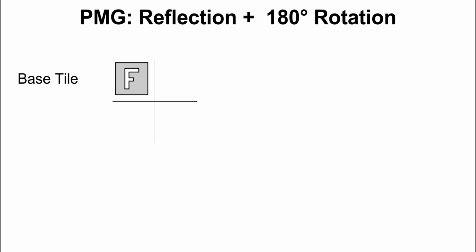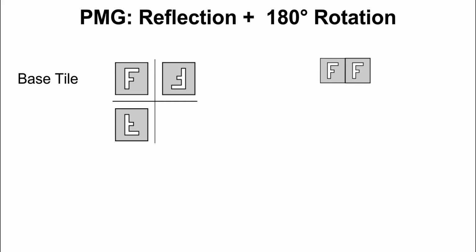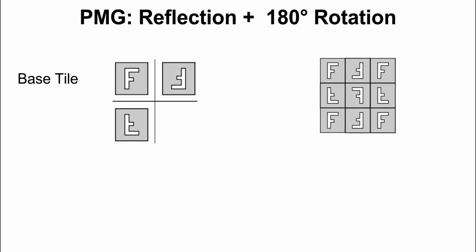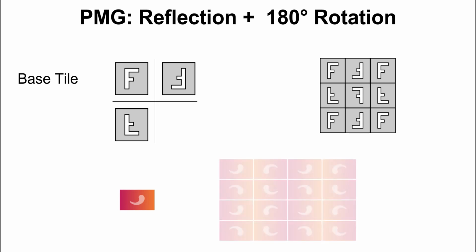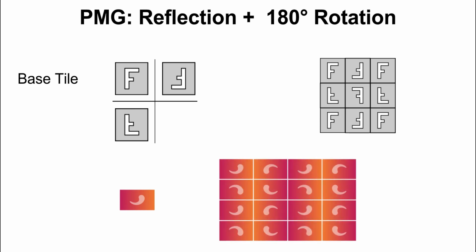PMG symmetry includes translation, 180 degrees rotation, and reflection. The base tile is rotated 180 degrees along one axis, and reflected along another. If this is the base tile, it is rotated 180 degrees along the horizontal axis, and reflected along the vertical axis. The pattern repeats in this way. So, if we use this base tile and choose PMG from the drop-down, the 4x4 result will look like this.